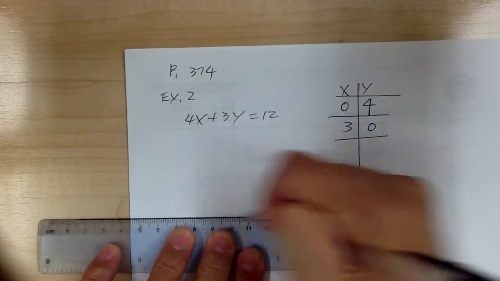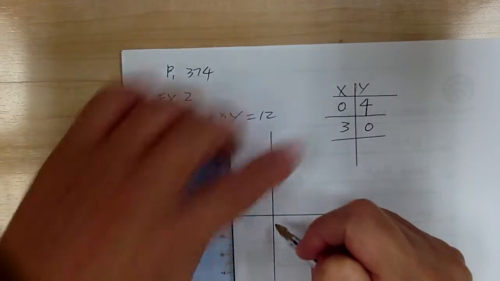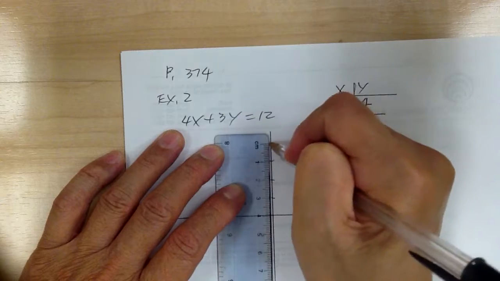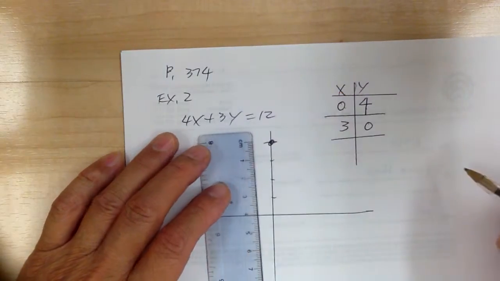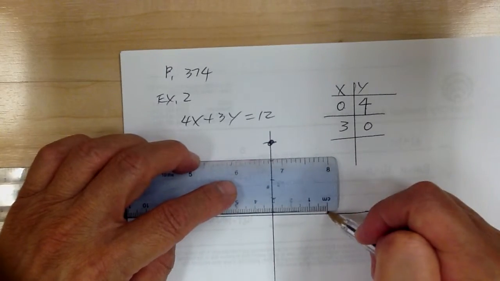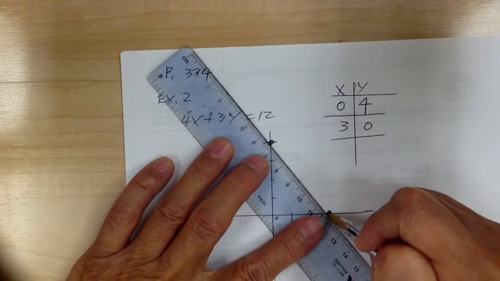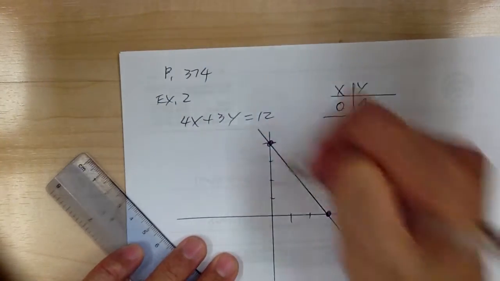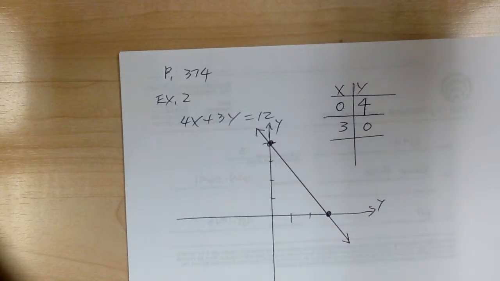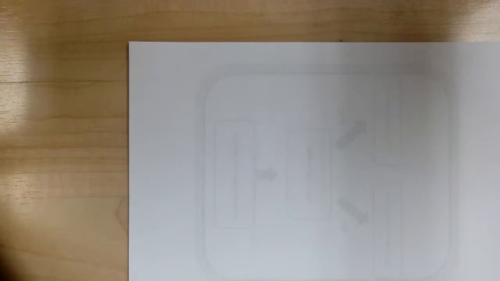So that's your intercept. So again, when you graph, the first point is 0, 4. So x is 0, y is 4. So that is that point over here. Okay. And then you got 3, 0. So x is equal to 3 and y equal to 0 over here. And so you connect the two dots. Draw the arrow. And that's your graph. Okay, now let's go to example 3.